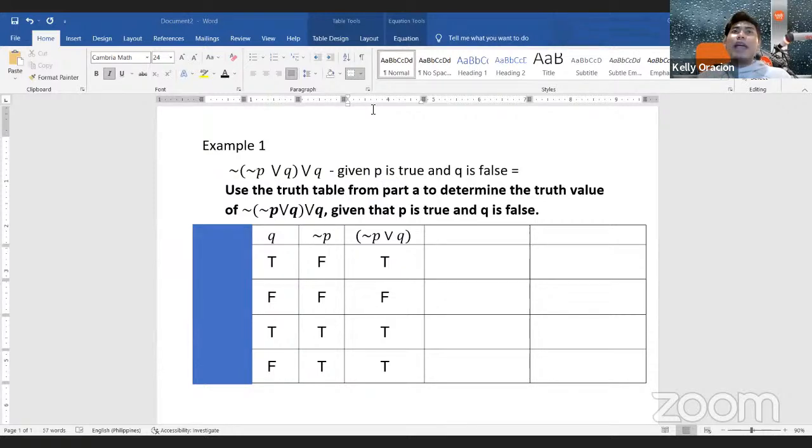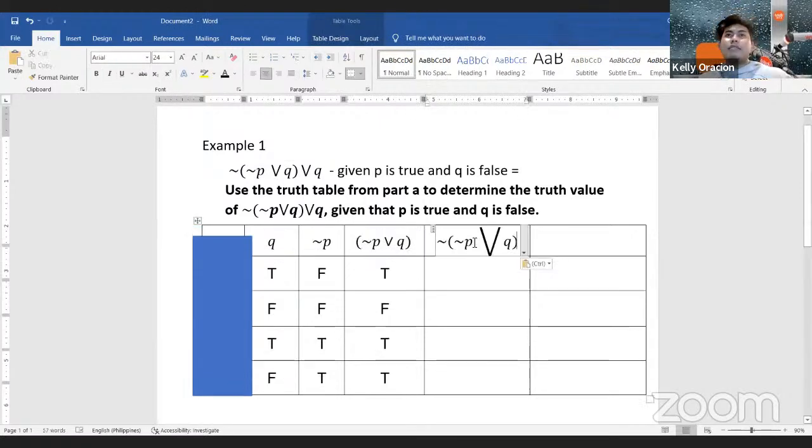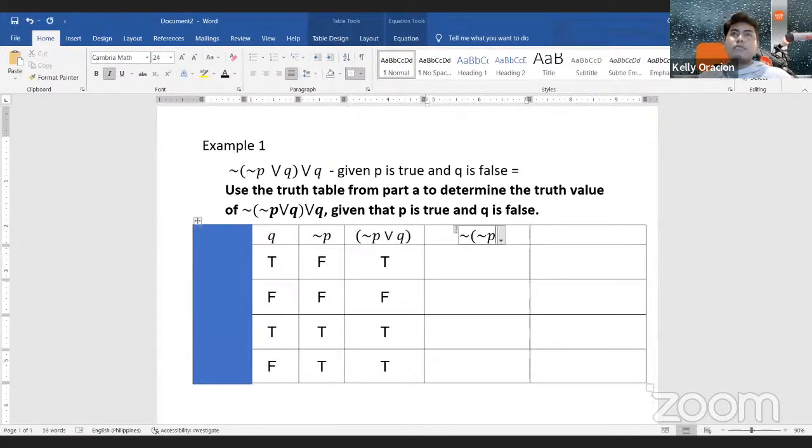Okay, that's correct, no? Ang next natin na kukunin is the negation. The negation of this one. Okay na? Negation of this yung next natin na kukunin. We are going to get the negation of this.